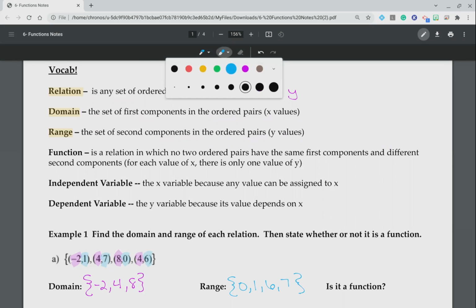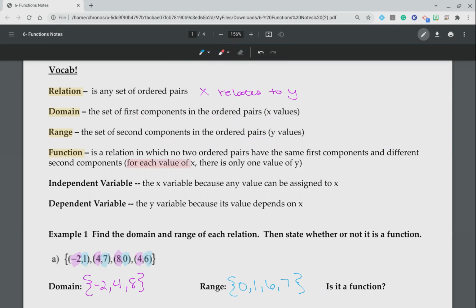Okay, and then a function is a relation in which no two ordered pairs have the same first component and different second component. So in other words, each X value, I'm going to highlight this in red here, each X value, there is only one Y value.